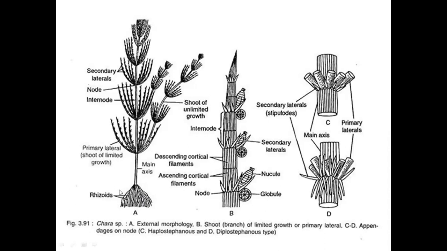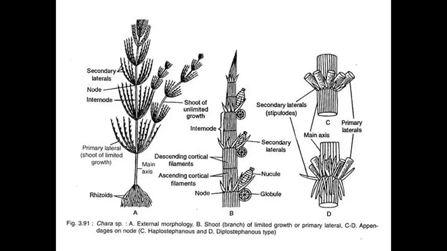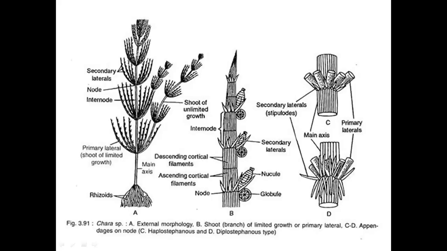See this picture, and here you can see the rhizoids. The plant body is divided into two: rhizoids and the main axis. The main axis starts from here to the tip. Then we can study them one by one. First, the rhizoids. The rhizoids are thread-like. Here you can see, isn't it? It is thread-like, and it is white in color, just like a plant root.